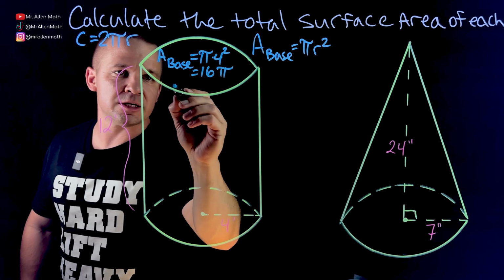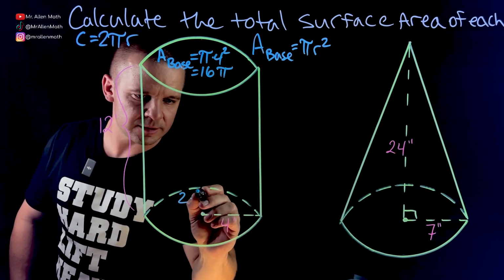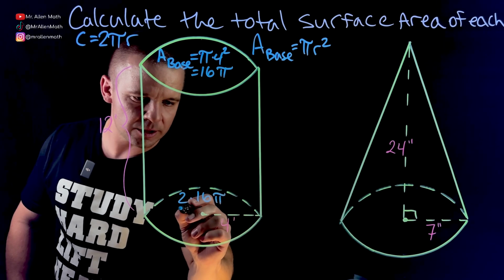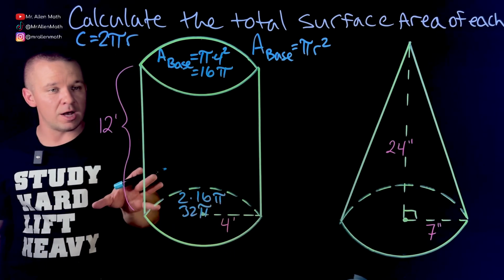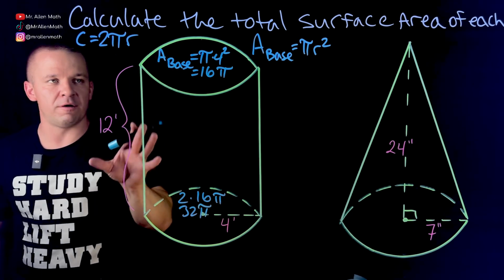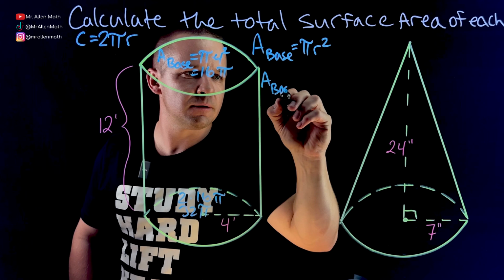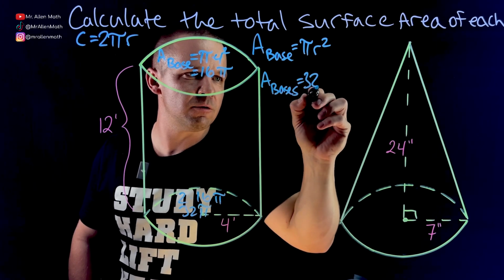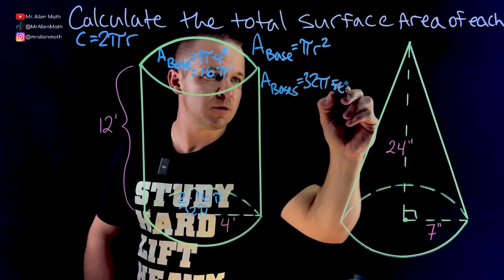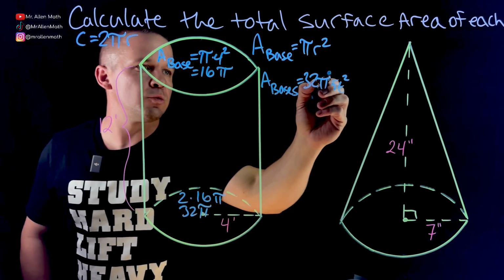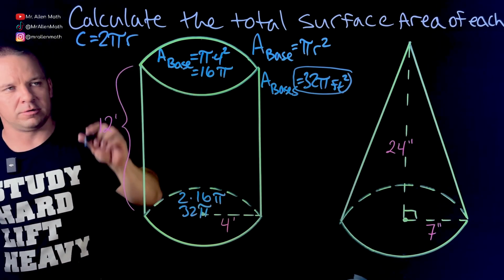So for both bases, we'll do 2 times 16 pi. I'll do that down here. 2 times 16 pi, that is 32 pi. So our base area is 32 pi for both of them. So area bases equals 32 pi. And we got feet, so feet squared. So that is one of our pieces to this puzzle, but we want the total surface area.